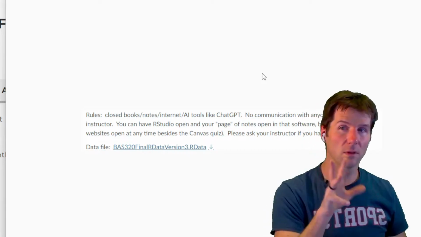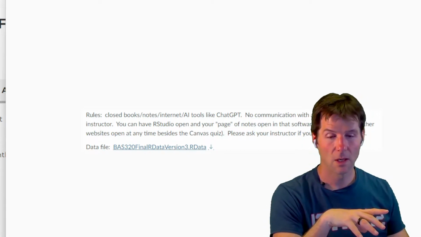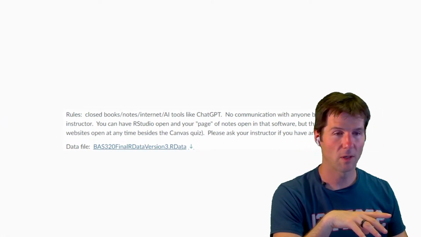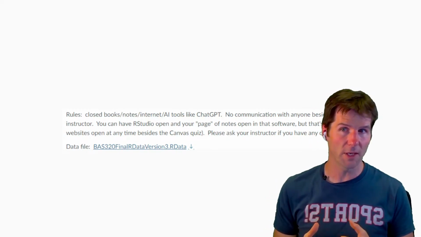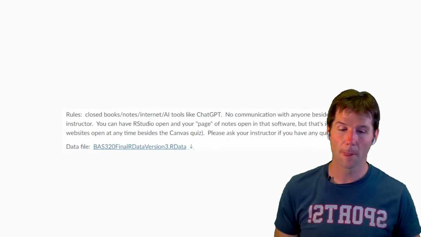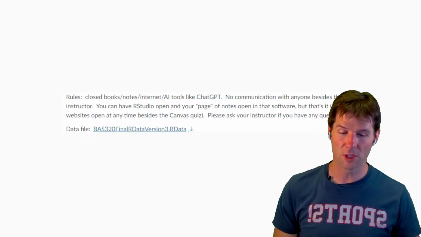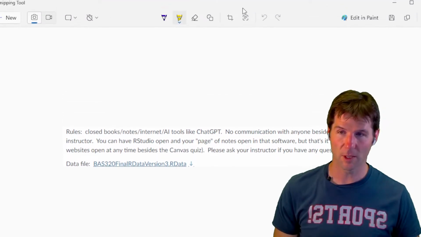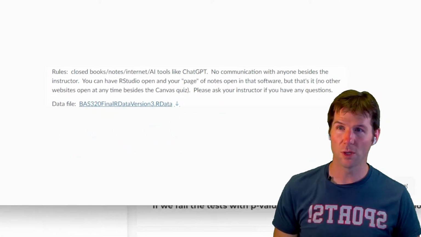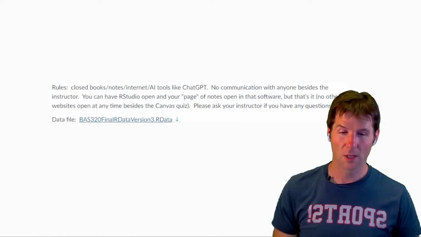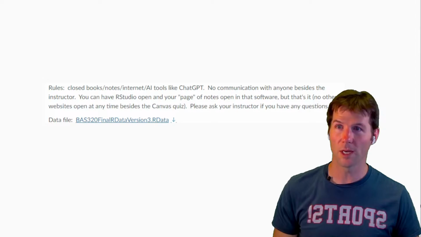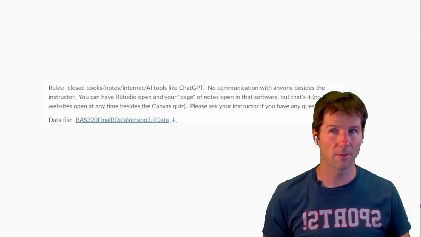Now, to me, this means you can have RStudio open. It's probably best to have one thing of notes and use Control F in RStudio, but having RStudio open is just having RStudio open. Does that make sense to everybody? You can have RStudio open. So have RStudio open, compose your notes. You can put as much as you want in there. You can put everything from all your assignments, everything.